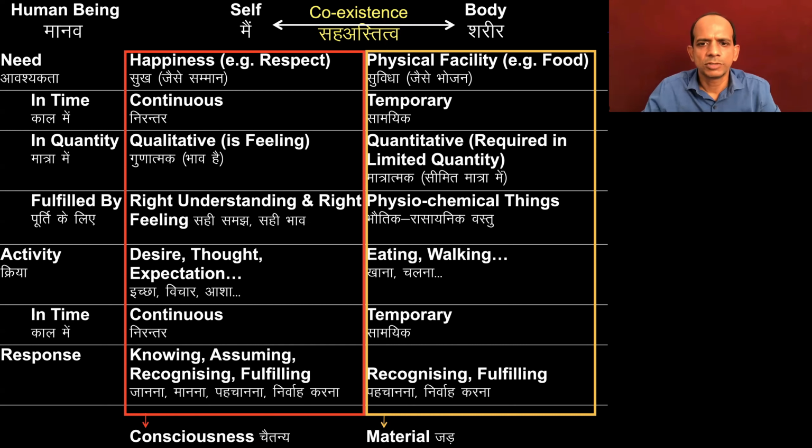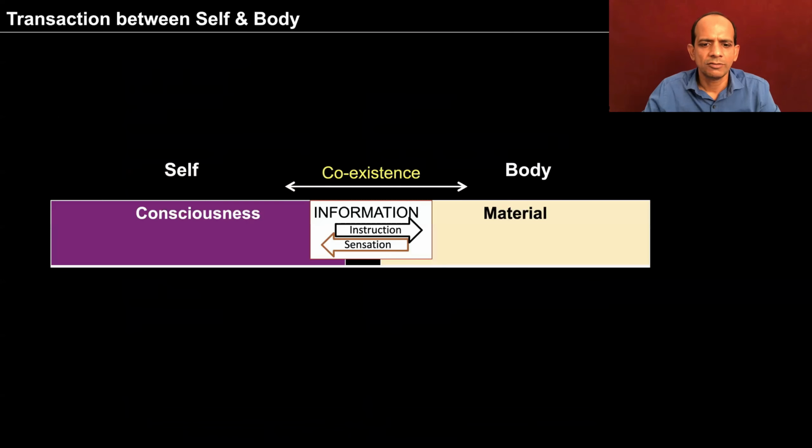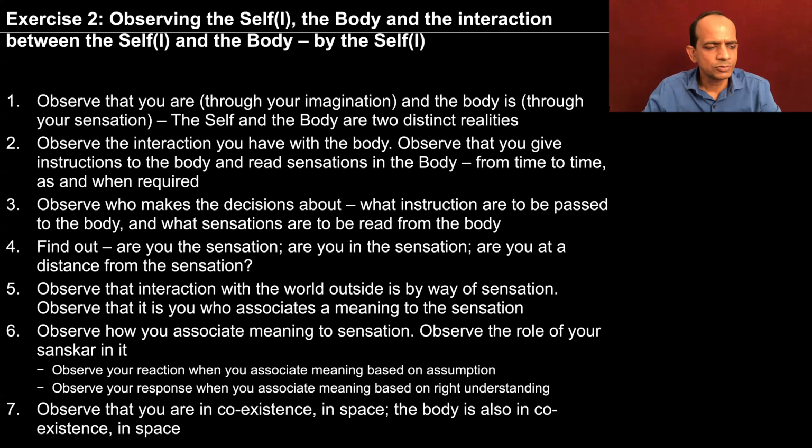So I think by the observation that you made so far, you are in a much better position to observe how the self, the conscious entity, is interacting with the body, the material entity. The sensations are there in the body and the feelings are there in the self, and how we are associating the meaning to the sensation. So this will give you a better clarity of the existence of the self and the body as two distinct realities. And you could see how the information exchange is taking place between the self and the body. So these are the 7 steps. We'll go through all these steps today.